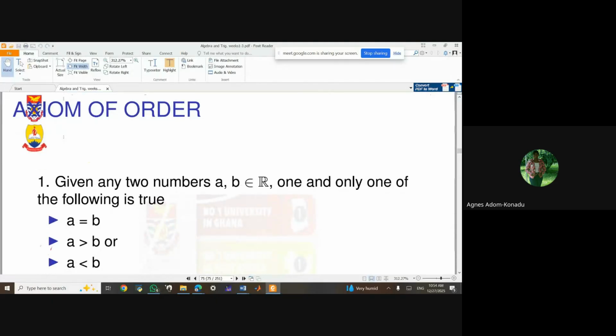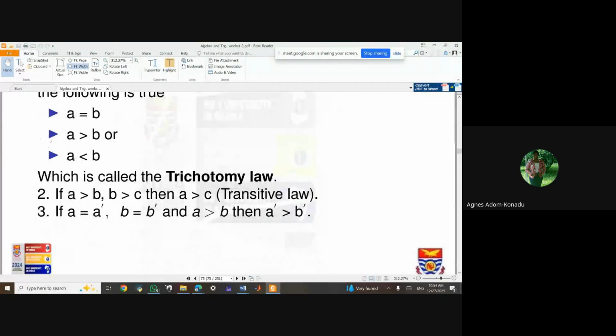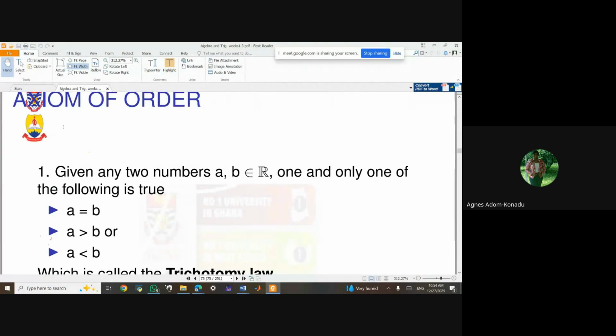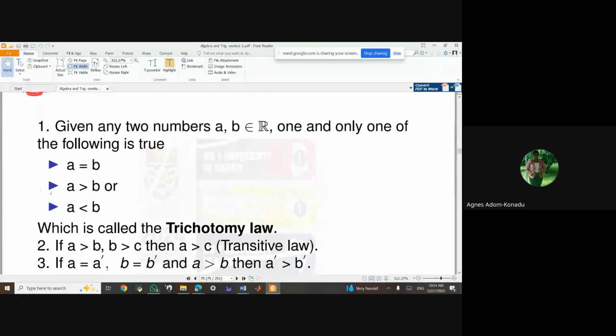We have what we call the axiom of order. So we'll just look at the axiom of order, then we'll end for today. Given any 2 numbers A, B in R, one and only one of the following is true: either A is equal to B, or A is greater than B, or A is less than B. These 3 laws combined, we call the dichotomy law.